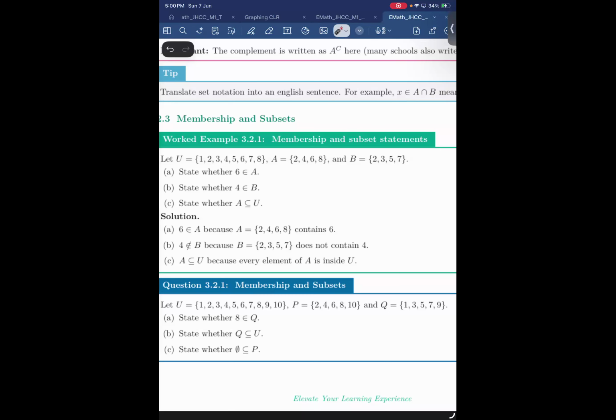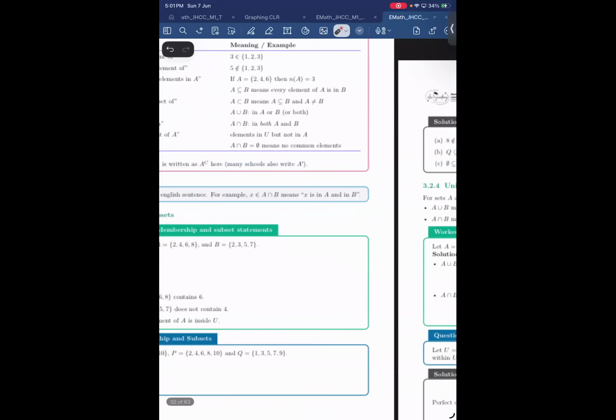State whether Q is a subset of U. Every element of Q belongs to U, so yes, it's a subset. Then state whether the empty set is a subset of P. This is a fact that is true, but I don't think you'll get tested on it. The empty set will be a subset of every set. Every single set, so yes, that will be true. Then we move on.